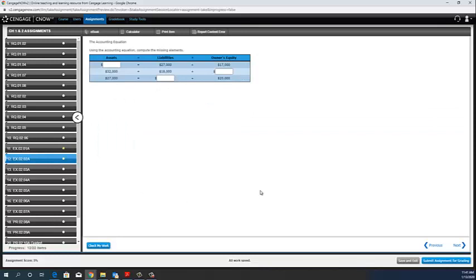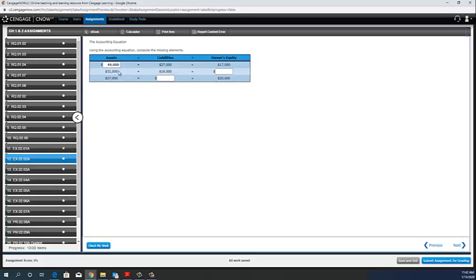All right, here it says using the accounting equation, compute the missing elements. Okay, so if your accounting equation is assets equals liabilities plus owner's equity, and we are given two of these elements, we're able to figure out the third because they have to balance. So for example, I can add 27 and 17. Okay, so my answer there is 44,000.